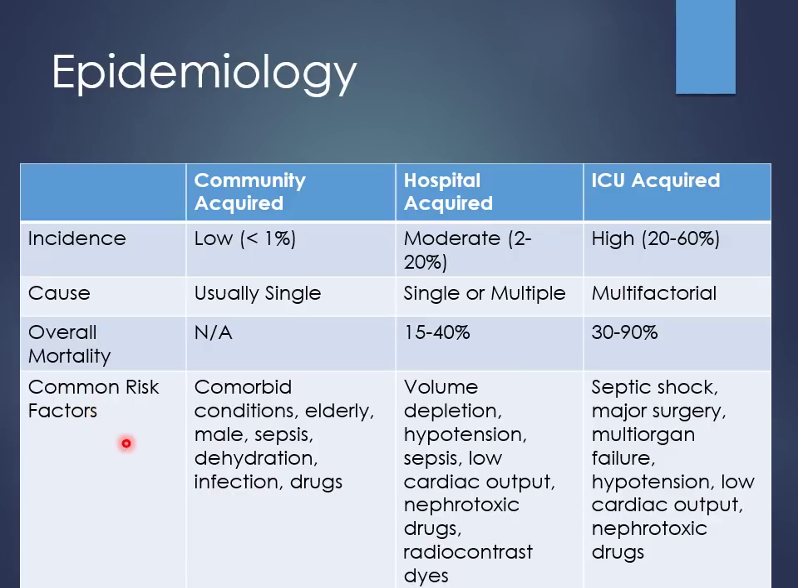So again, common risk factors when you're looking at community-acquired acute kidney injury, things like comorbid conditions. What are some things that could cause kidney issues for, say, just a typical outpatient sort of person? What kind of comorbidities? Diabetes is a big one, right?